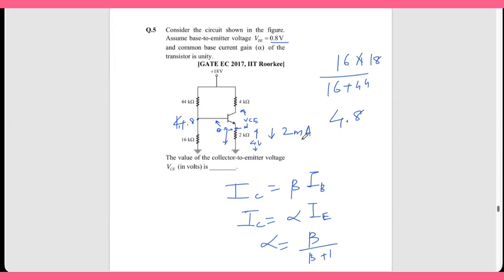IE is 2 milliamp. IE is same as IC because alpha is 1. So this is also 2 milliamp. So drop across the 4 kilo ohm is 4K into 2 milliamp, that is 8 volt. This drop is 8 volt. This drop is 4 volt. So total drop is 8 plus 4, 12 volt. Applied voltage is 18. So the VC is how much?